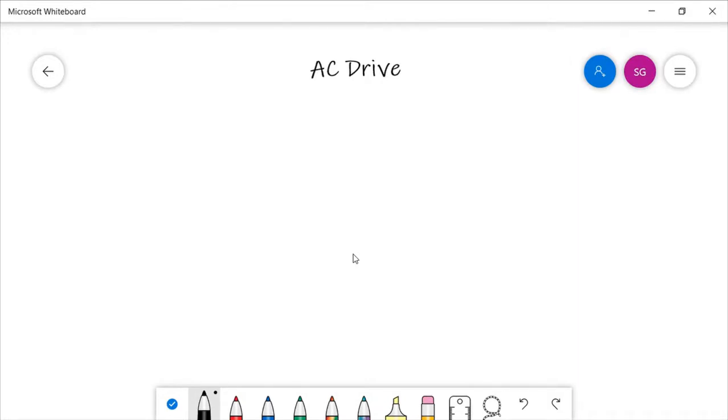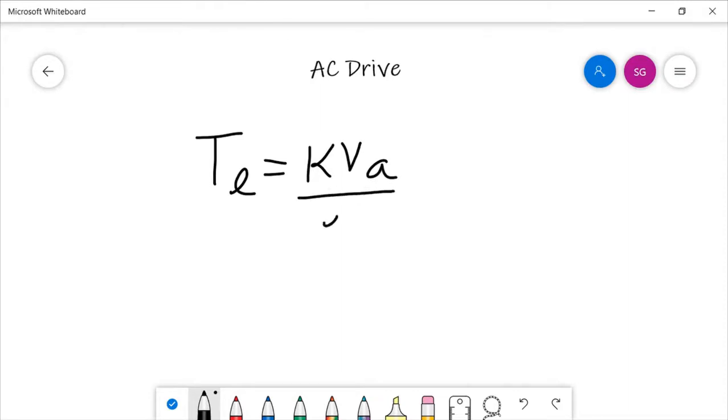Let me write the torque speed characteristic of this DC motor. The electromagnetic torque is K into VA divided by RA, minus K square into omega, where K is the machine constant, VA is the armature voltage, RA is the armature winding resistance, and omega is the speed.